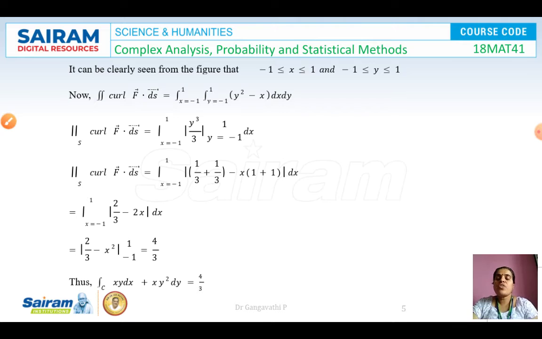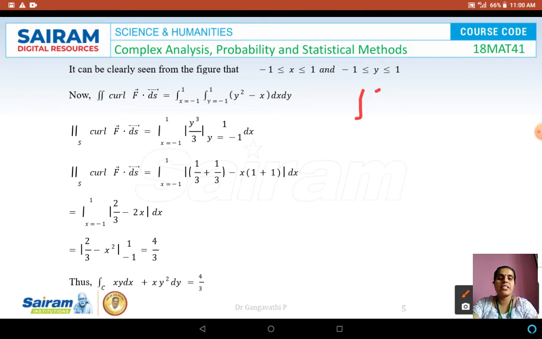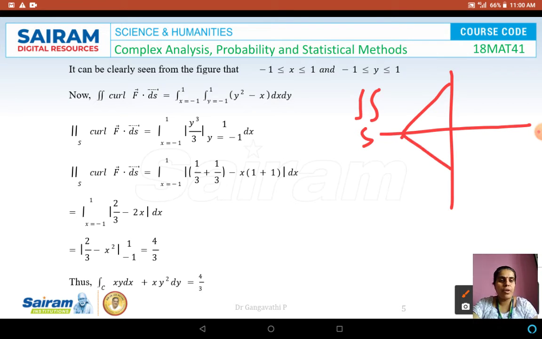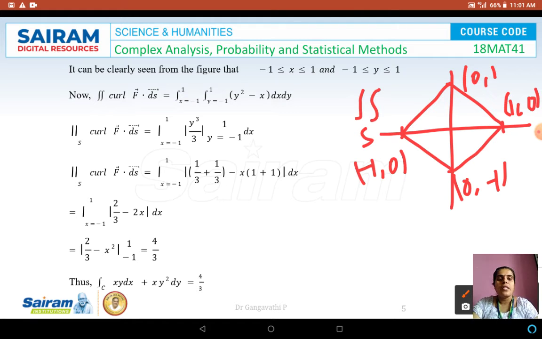Now we need to integrate that. We need to evaluate the double integration over the given surface S, where the curve was of this form. We had the coordinates also. The point here was (1,0), and here it is (-1,0). Here it is (0,-1), and here it is (0,1). So this was the curve that we have considered. From the figure it is very clearly visible that x varies from -1 to 1, from this point to this point, and y varies from this point to this point vertically.